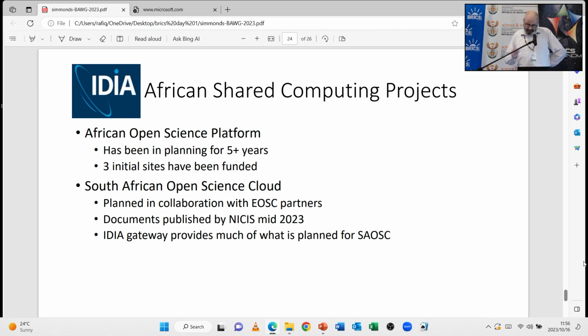And then what I've said here is the IDIA Gateway provides much of what is planned for the South African Open Science Cloud. There's probably only a couple of things missing at this point, and they're only missing because we don't have the motivation to put them in yet, because we haven't got the federated partners, so it's things like data replication. We just don't have that yet.